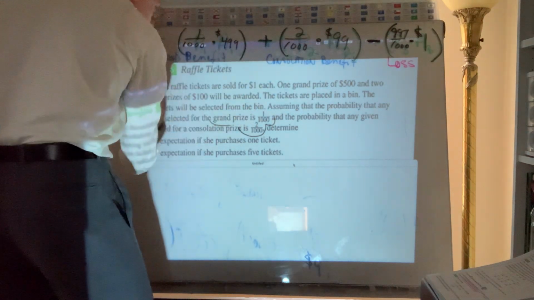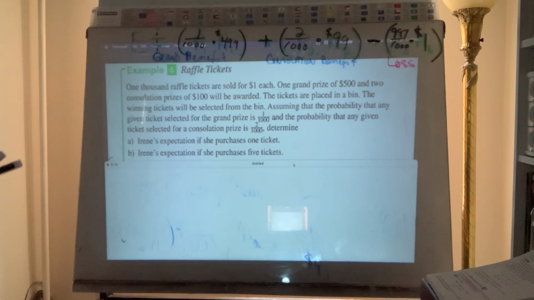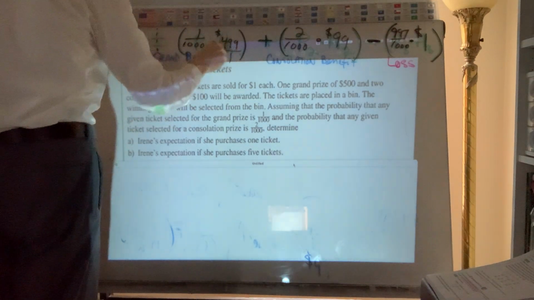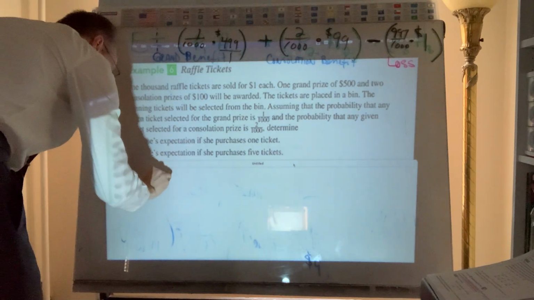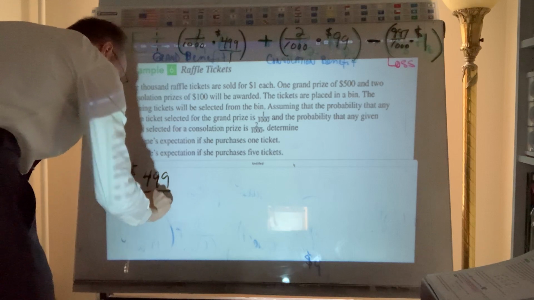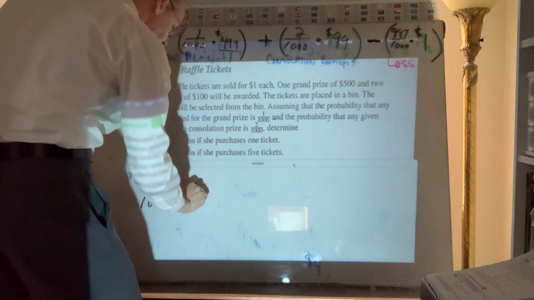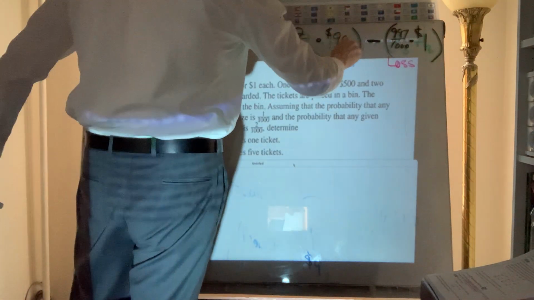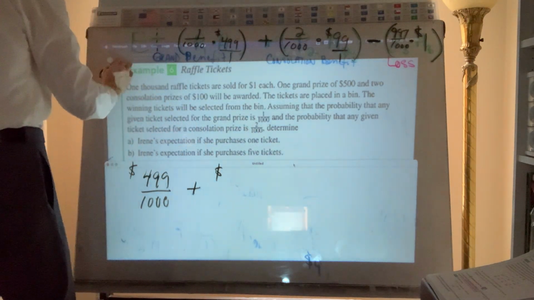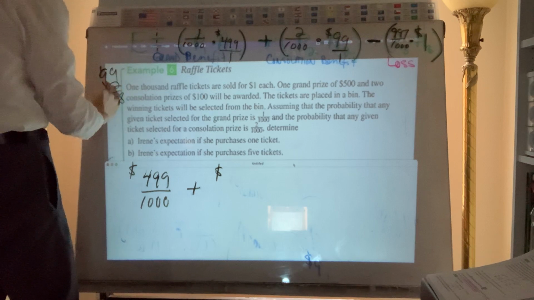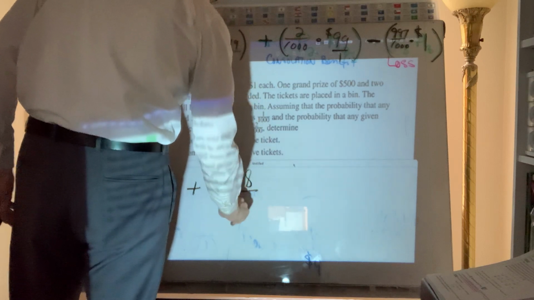Let me clean up the gobbledygook and then perform the individual calculation. Okay? So, if you treat these like fractions first, it might be a little bit easier. Top times top would be 499 out of 1,000, plus this one, 99 times 2 is what, 198? Yep. So, 198 out of 1,000.